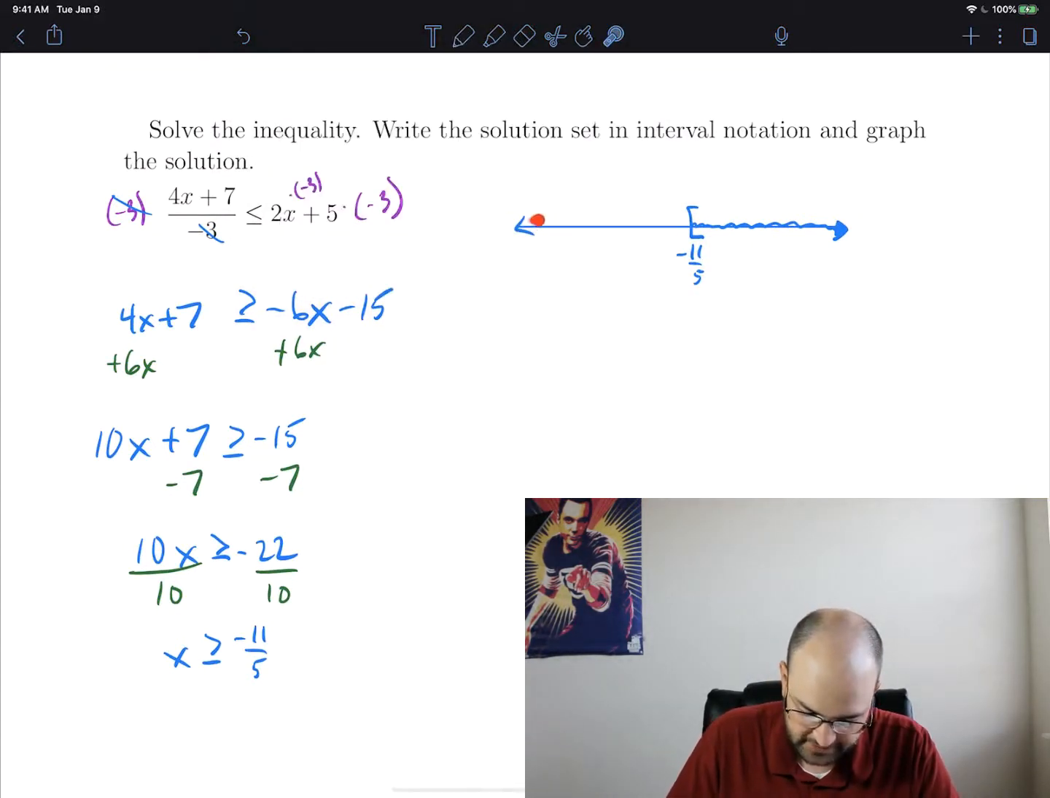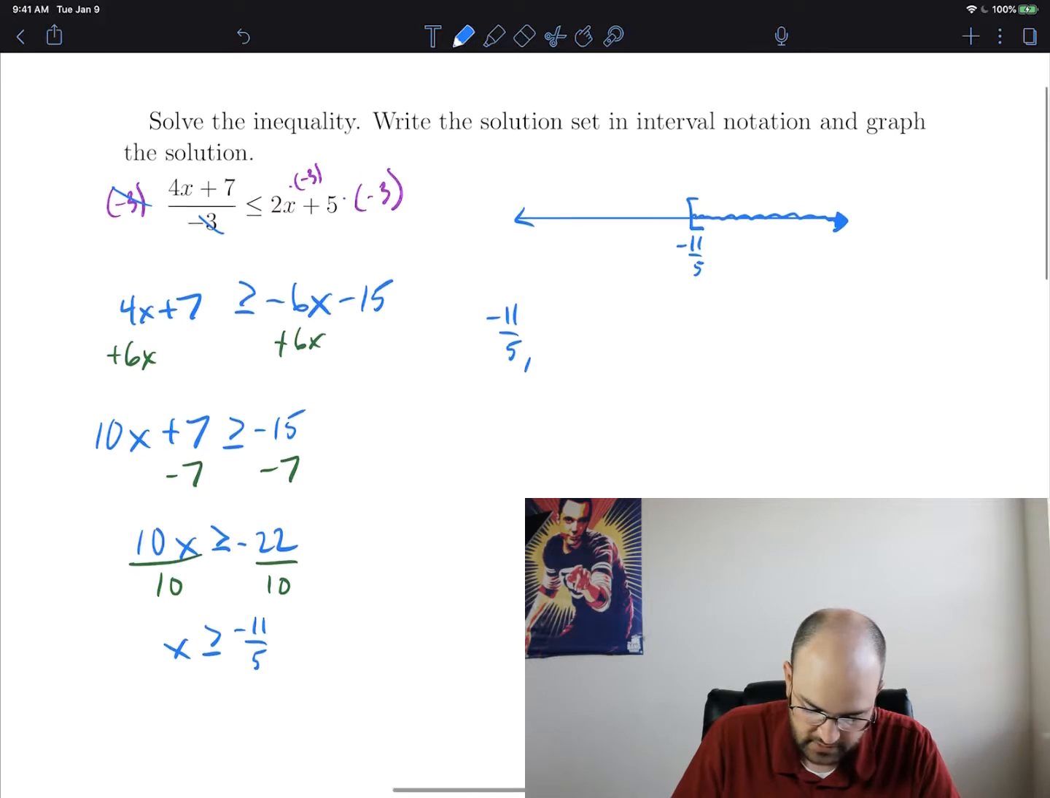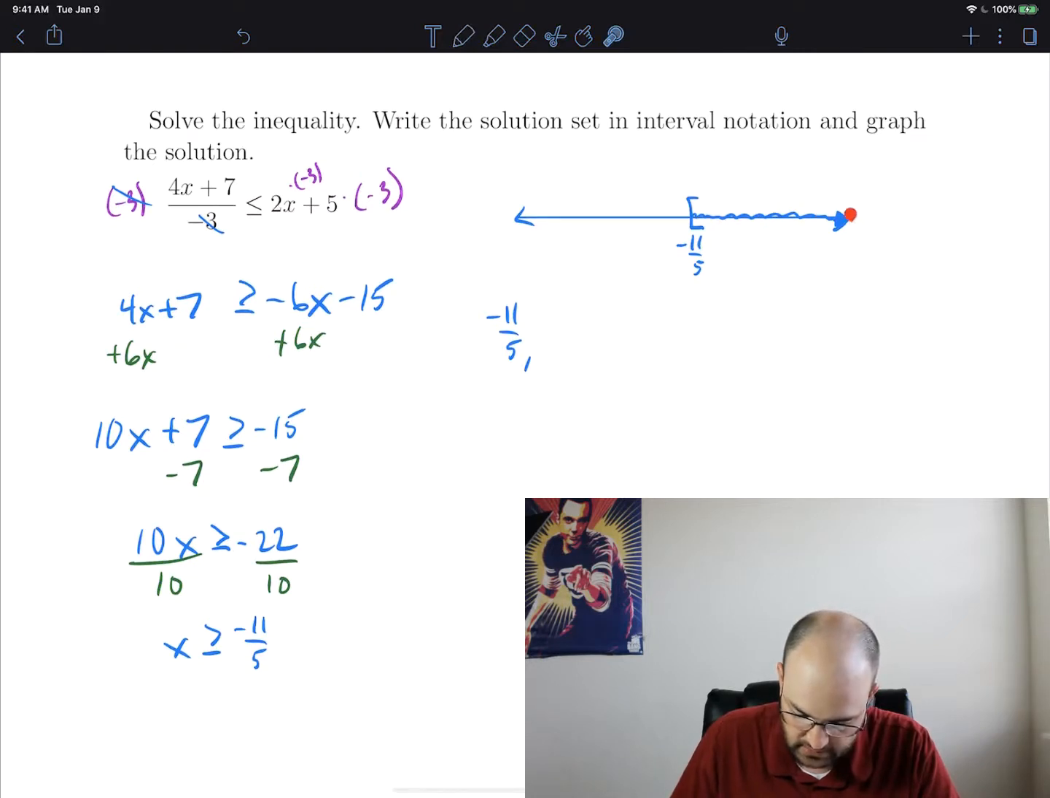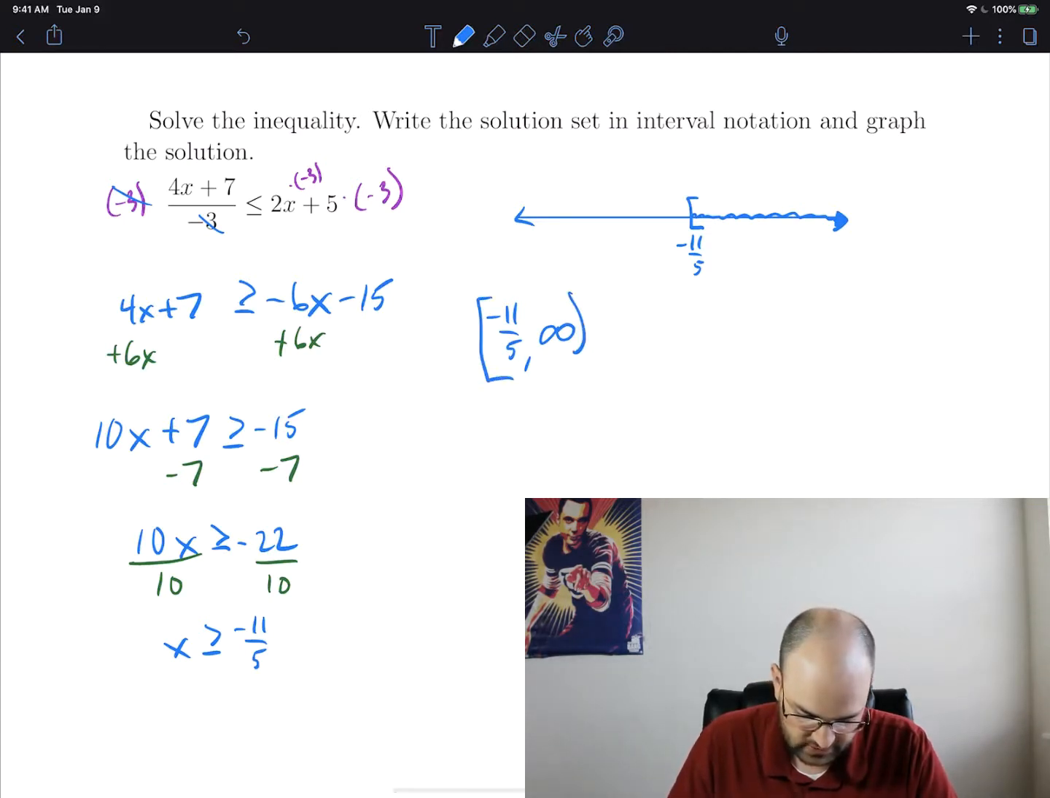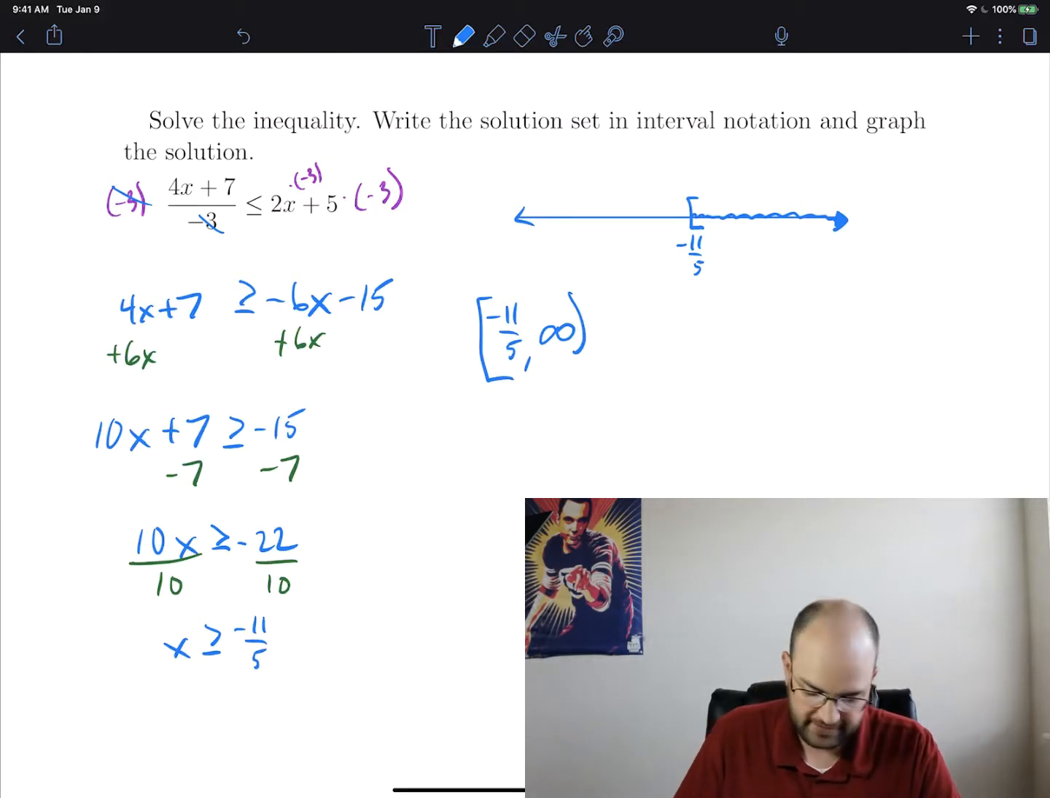As for interval notation, start with the very first thing to the left that we can use, which is -11 over 5, comma, and everything to the right goes all the way to infinity. Always a parentheses with infinity. Square bracket this time with -11 over 5.